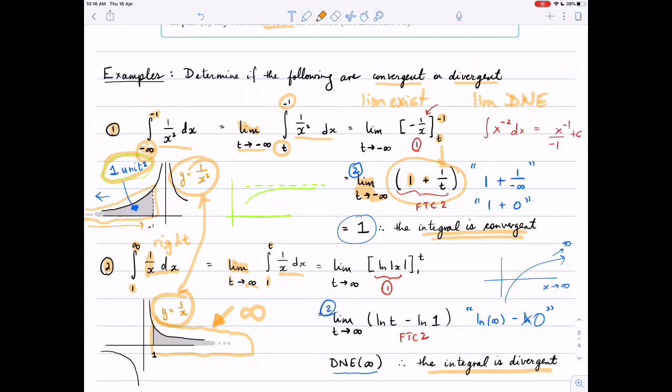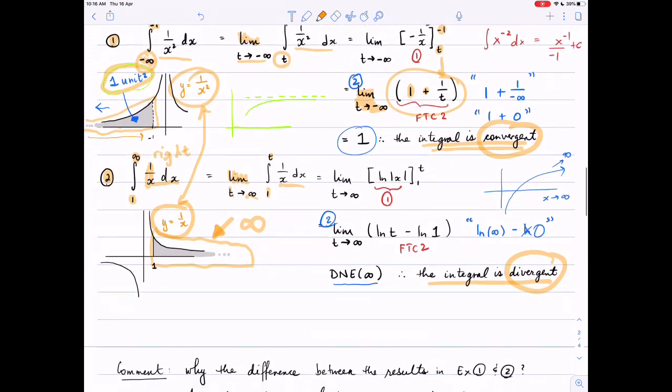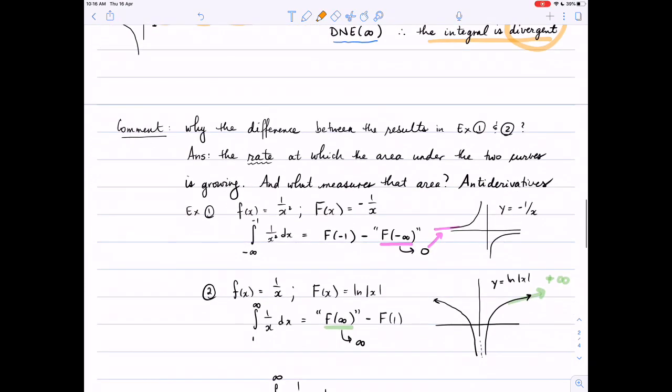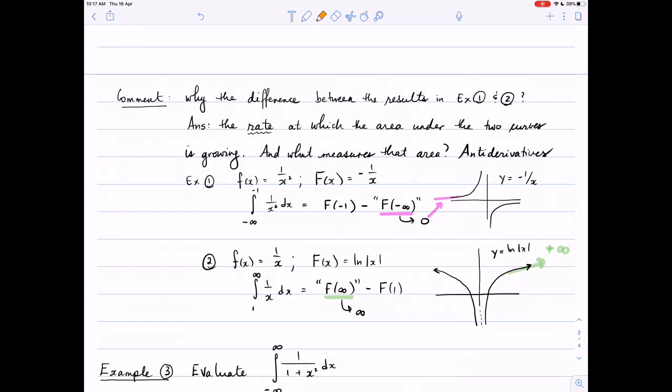They are both rational functions, and yet there is a difference. One gave us a convergent integral, the other gave us a divergent integral. So what is going on? Why the difference between these results? That difference comes down to the rate at which the area is growing. In the first example, 1 over x squared, the area was growing slowly enough that the total area converged to 1. But in the second example, 1 over x, there was enough of a difference in the rate of growth of the area. And what measures area?